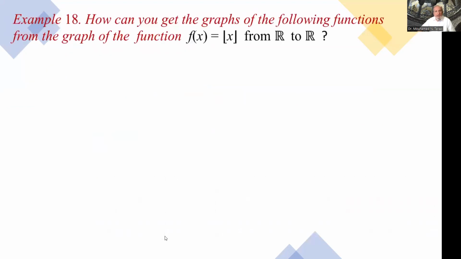So now, how can you get the graphs of the following functions from the graph of the function f(x) equals floor function of x from R to R? Okay, if you have the floor function of x plus 1, this is a plus, there will be a shift to the left, 1 unit. This is x minus 1, it will be a shift 1 unit to the right.